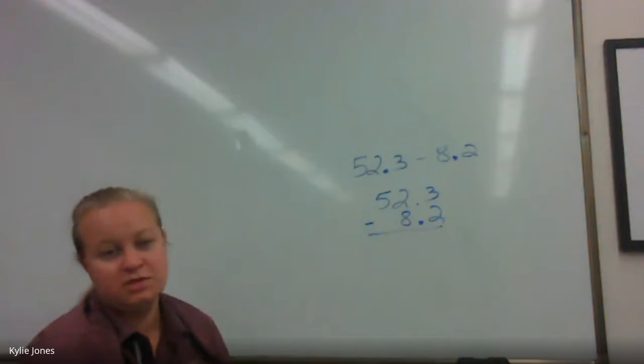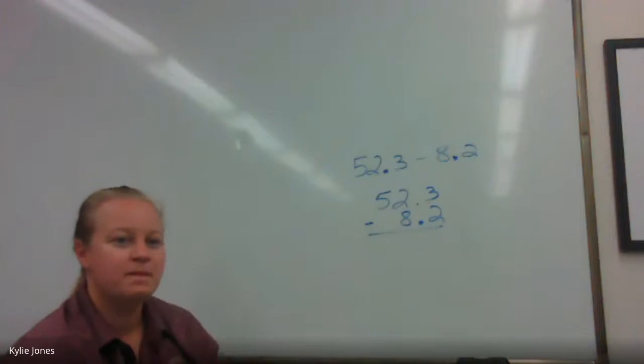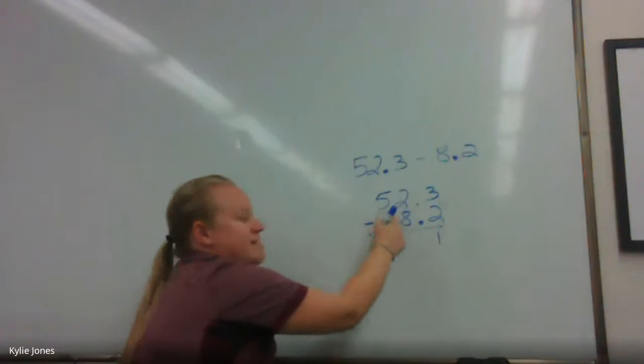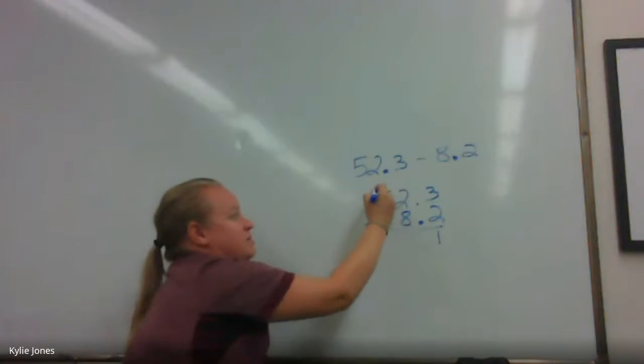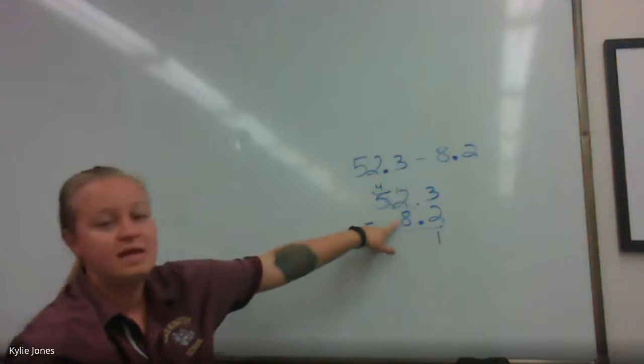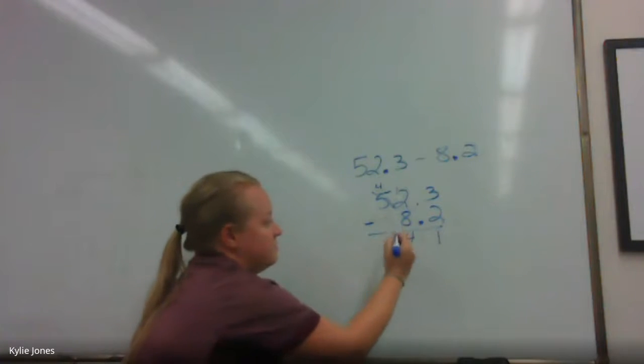Well, you're supposed to add placeholder zeros, but there's nowhere really to add any placeholder zeros on this one. So we'll just subtract. 3 minus 2 is 1. You can't do 2 minus 8, so you got to borrow. This becomes a 4. Bring your 1 over. So this is 12 minus 8, which is 4. And then 4 minus 0 is 4.